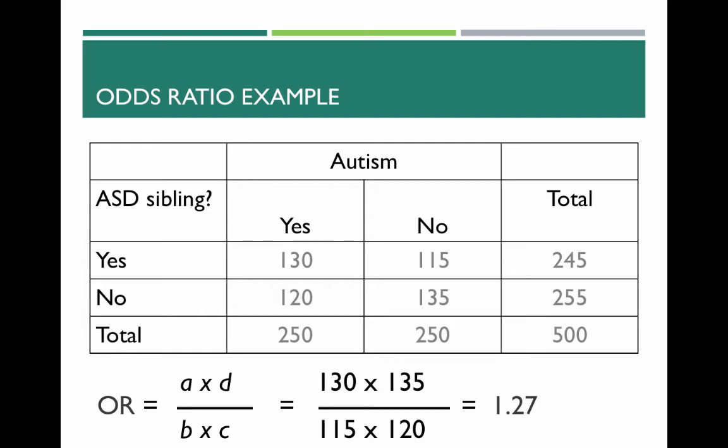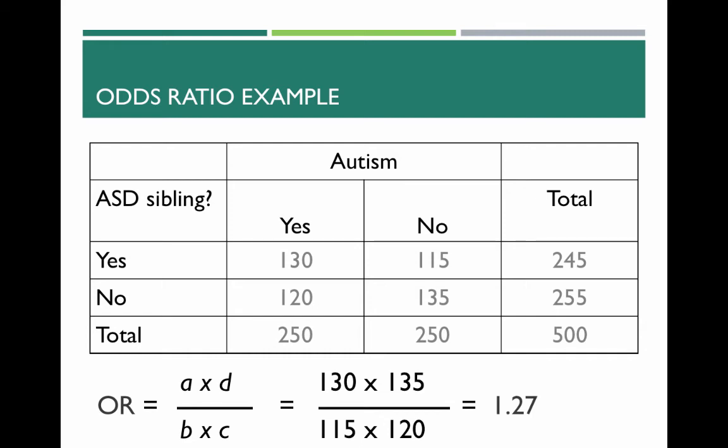So here's another example. This is a case control study that was conducted of children with and without autism to try to identify risk factors for the disease. So parents were asked about the medical history, and one of the questions that they asked was whether there was another sibling in the house and whether that sibling had autism spectrum disorder. So you can see the 2 by 2 table here. The outcome is a child with autism, yes or no, and the exposure is a sibling with autism in the house, yes or no.